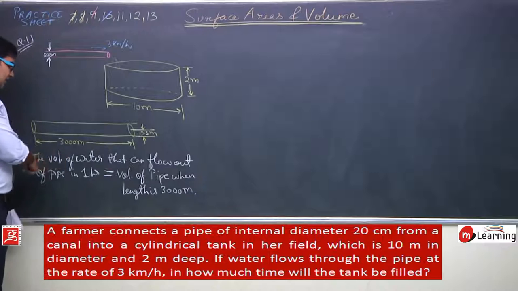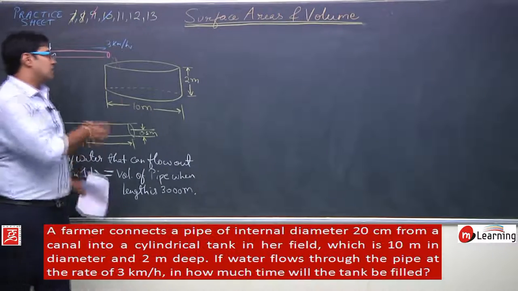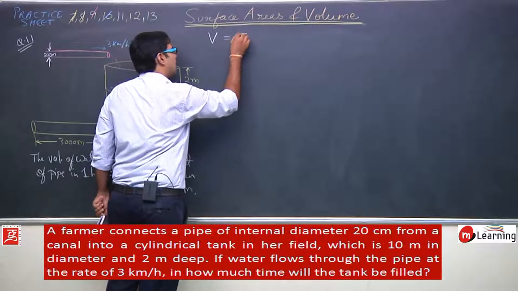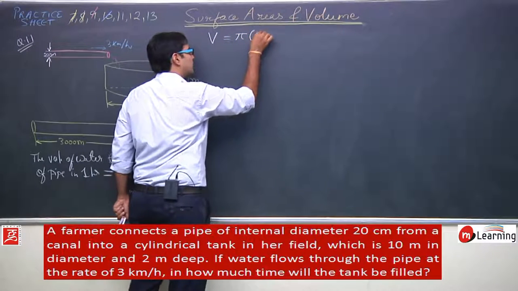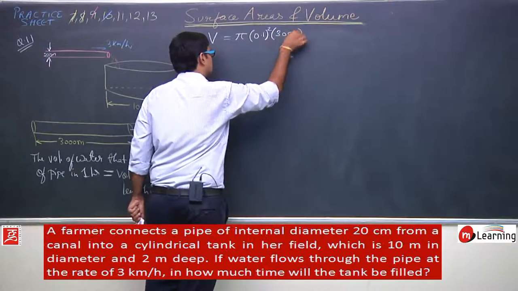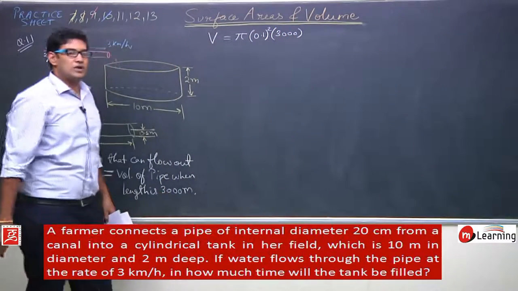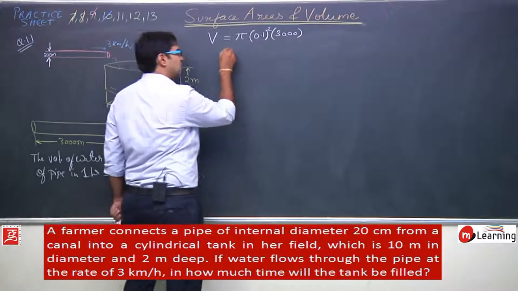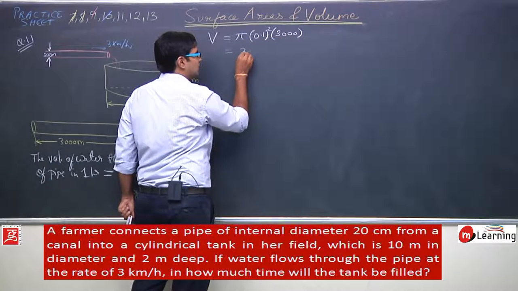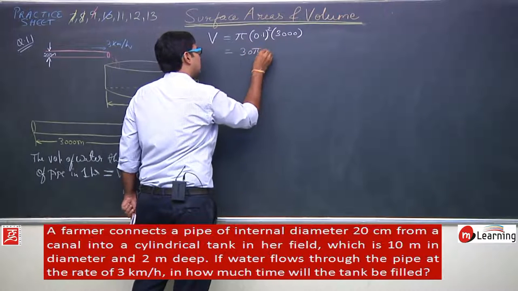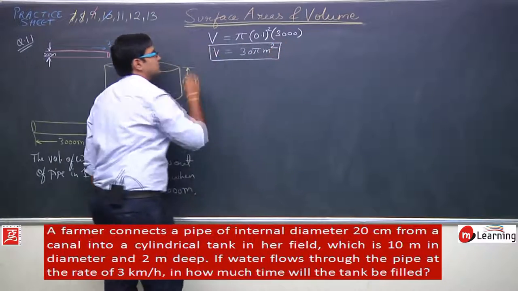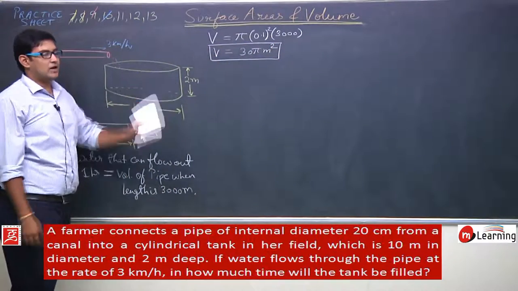So the volume of water that can flow out of this pipe in 1 hour, V, is equal to pi into r square, r is 0.1 square, into h, which is 3000. This is 0.01, that is 1 upon 100. So this will give you 30 pi meter cube. This much water can flow out of this pipe in 1 hour.